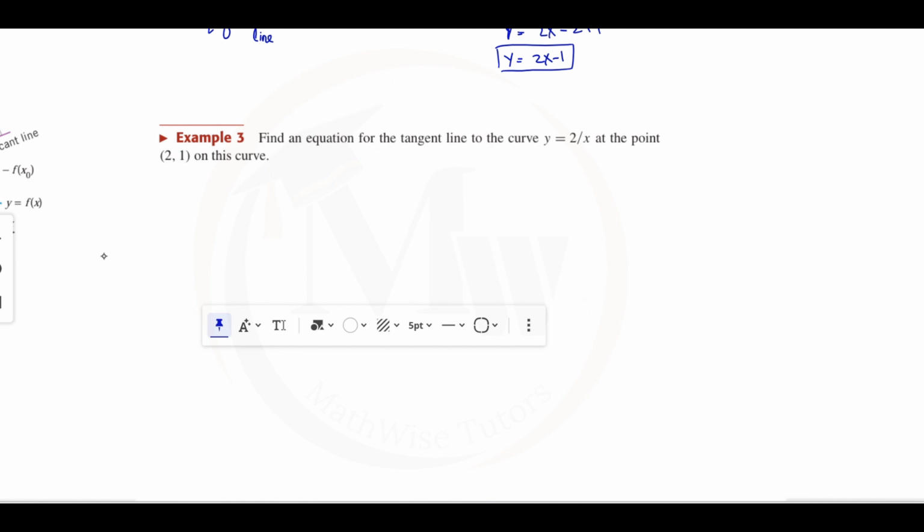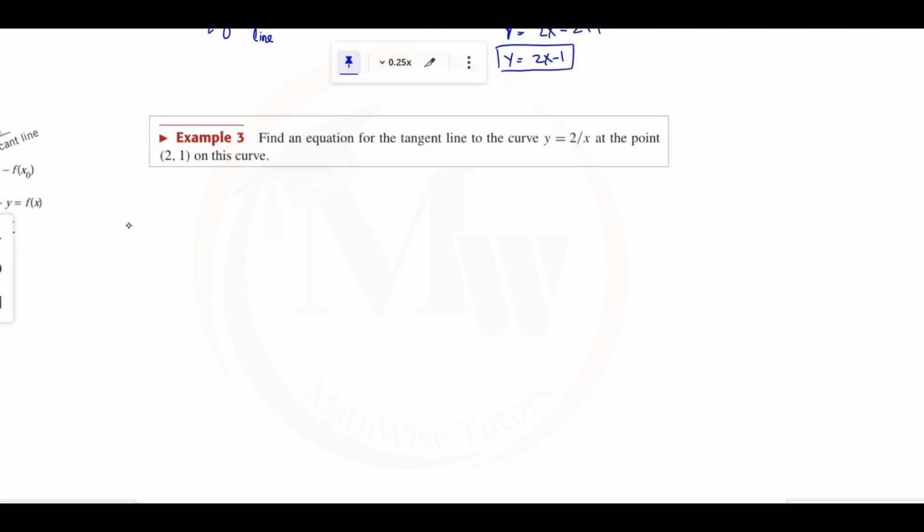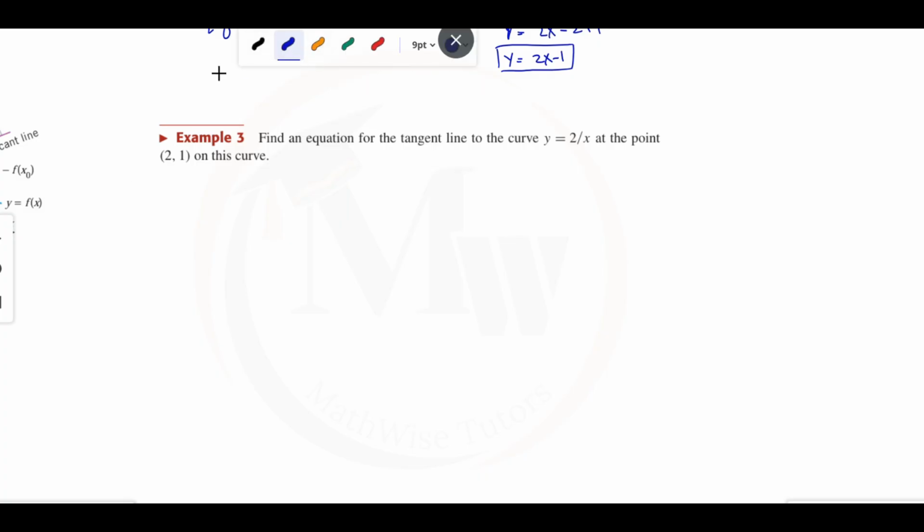Now here is another example in which we need to find the equation of the tangent line, but the curve is different and the point is different, but the method is the same. I will use the second formula for this so that you can also understand how to use that formula. The method is the same: y minus y naught equals m times (x minus x naught). That is the equation of the tangent line.